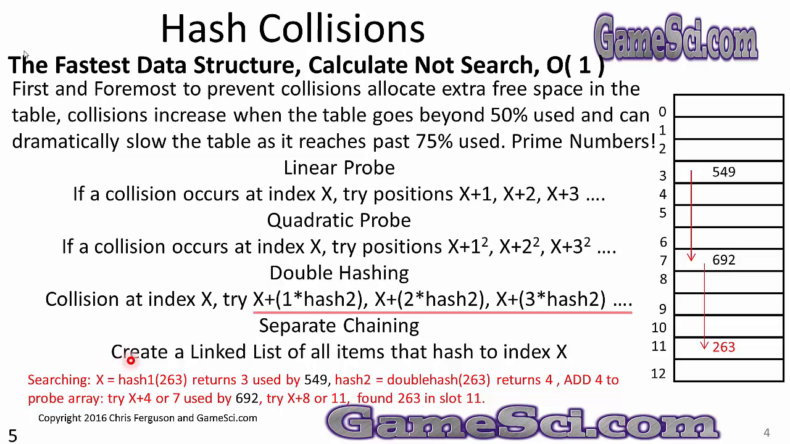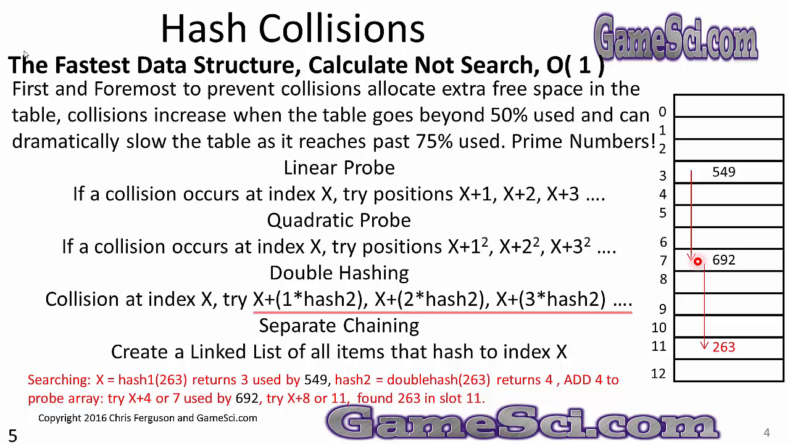When we're searching, x equals hash 1 of 263 returns a 3 like it always should. And it's occupied by 549, it's not 263. So we'll calculate a second hash function, it returns a 4. Again, double hash, pass it the same key, returns the same 4. And it says probe the array by plus 4. Try x plus 4, or position 7.